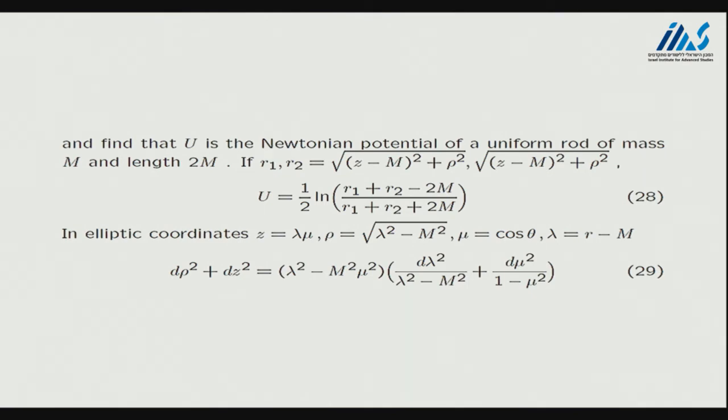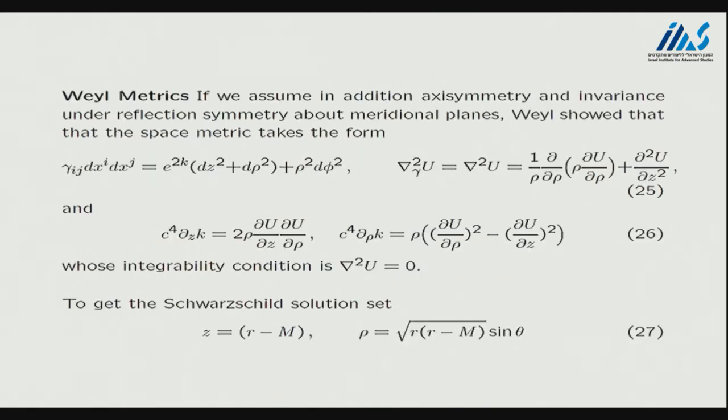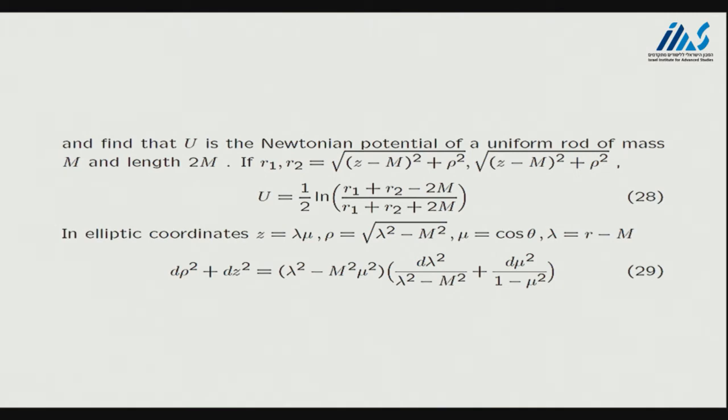So what you find is that u, the correct solution, which you get from Schwarzschild, is the Newtonian potential of a uniform rod of mass m. Now the easy way to discover that is to do the coordinate transformation that I give down here, which is kind of the natural thing that you'd want to do. But anyhow, if you make that substitution, that's what you find. Now you may not know what the Newtonian potential of a uniform rod is, so I'm going to give the answer, and the answer depends on two distances.